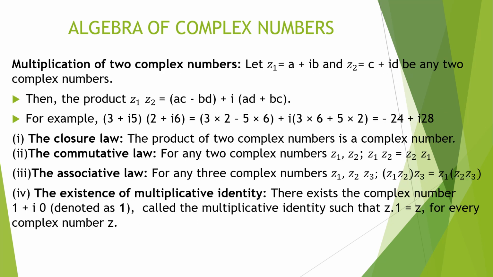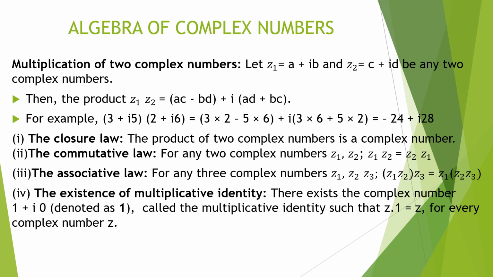Now multiplication of two complex numbers. Let z1 be equal to a plus ib and z2 equal to c plus id. Then their product z1 into z2 is equal to ac minus bd plus i into ad plus bc. Remember this. For example, 3 plus i into 5 multiplied by the complex number 2 plus i into 6 is equal to ac minus bd, meaning 3 into 2 minus 5 into 6, plus i into ad plus bc, meaning 3 into 6 plus 5 into 2, which is ultimately minus 24 plus i into 28.